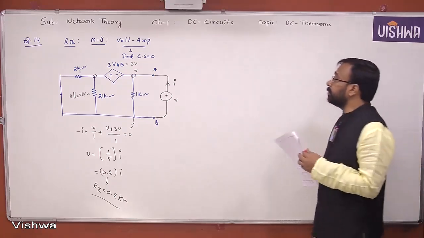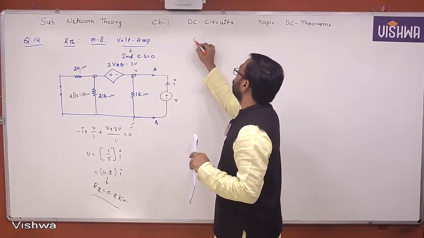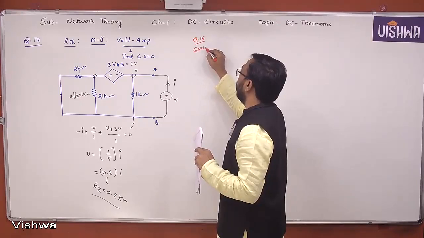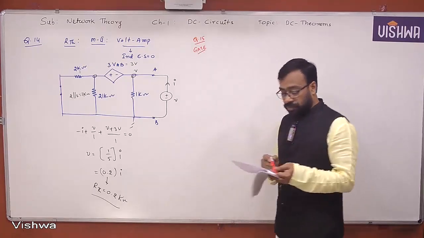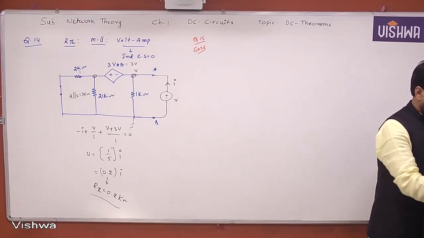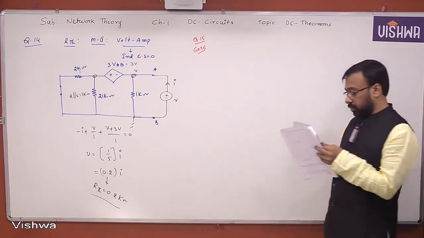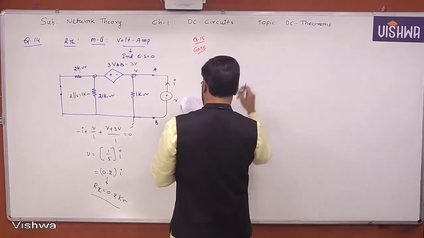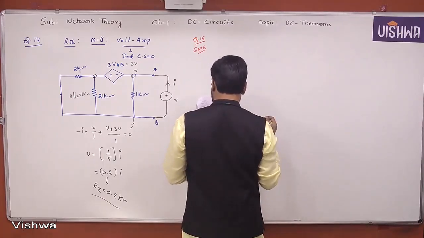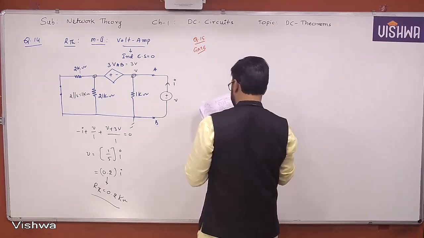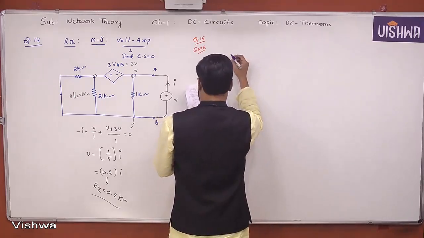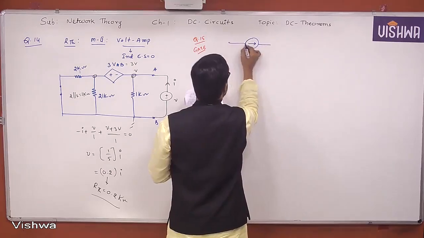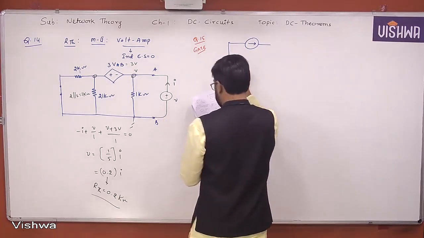Problem number 15. This was also asked in GATE. The Thevenin's equivalent of the given circuit. The problem is given like this. Let me draw it once again. All of you finish that.